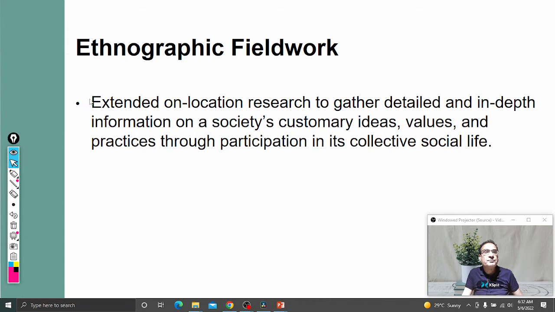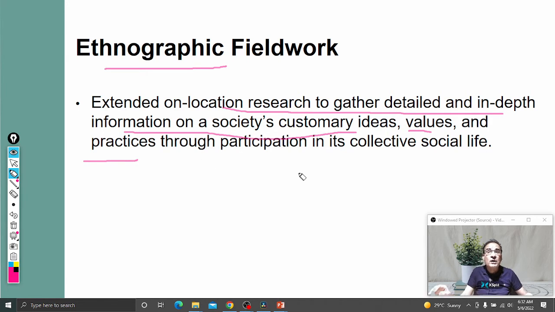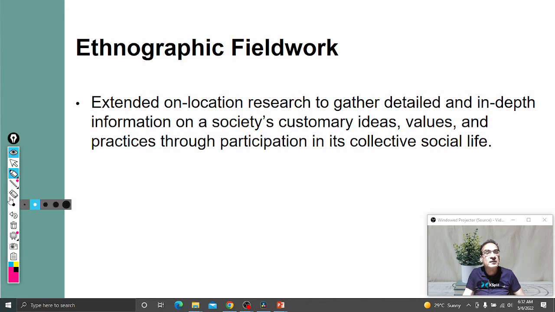Ethnographic fieldwork. Ethnographic fieldwork is extended, long-term, location-based research gathering detailed and in-depth information on a society's customary ideas, beliefs, and practices through participation in collective social life. So in fieldwork, the ethnographer gets involved with a group, becoming part of that community or culture to get first-hand information about the community. So mostly people in ethnography conduct fieldwork and find first-hand information about their research areas.